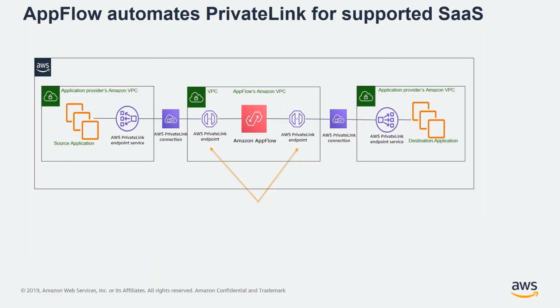Amazon AppFlow also automates private link for supported SaaS applications, which ensures that your data transfer between source and destination happens entirely over the private backbone. So for applications that have already integrated with AWS PrivateLink, Amazon AppFlow will automatically create PrivateLink endpoints and transfer data over those endpoints and execute the flows through those endpoints. The process is completely under the hood, so you don't have to set up these PrivateLink endpoints. You don't have to set up the PrivateLink connection. We do everything under the hood for you.